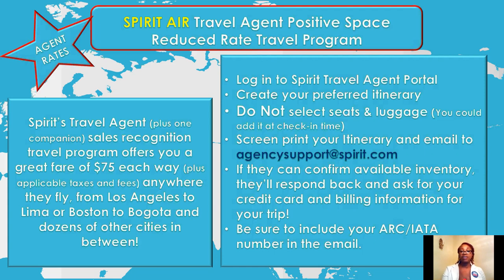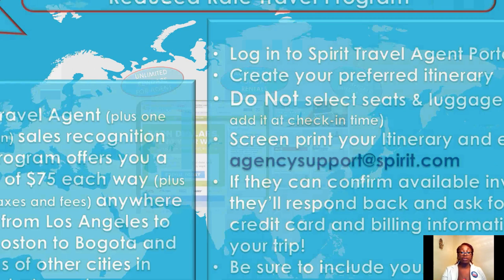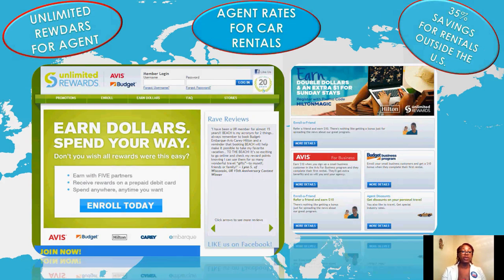Spirit Air also has a travel agent positive space reduced rate program for air for us. You check out your itinerary, and it's $75 each way plus taxes. You check your itinerary out on Spirit.com, screen print it, and send it to agency support at Spirit.com. Let them know that you're a travel agent and you'd like to take advantage of the travel agent positive space reduced rate program. They'll send you a confirmation. You just make the payments and confirm your booking there. Great rates. You can't contact the reservations department, and you can't go to the airport. They wouldn't know what you're talking about. The only way you can do this is through the email that I just shared with you.